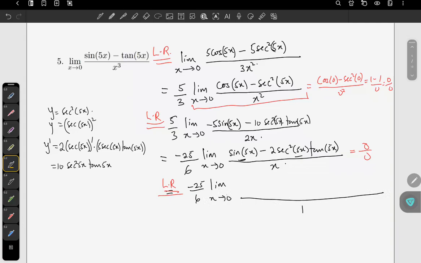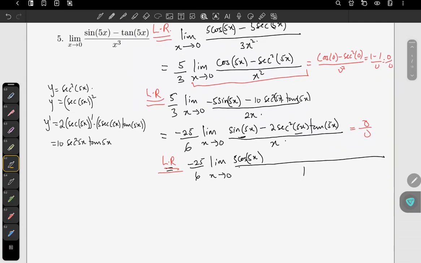I'm going to see if I've not made any mistake. 3x squared. Okay, 2x. Alright, I think we're on the right track. The derivative of sine 5x is 5 cosine of 5x. Now we have something on our hands. So sec squared 5x tan 5x.